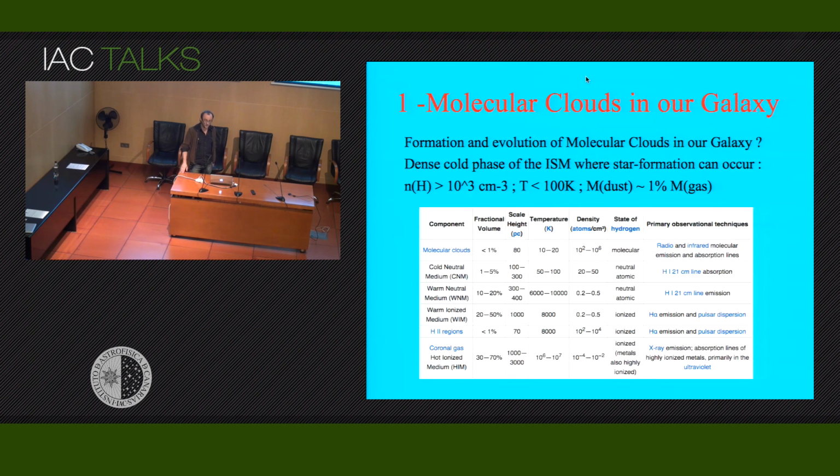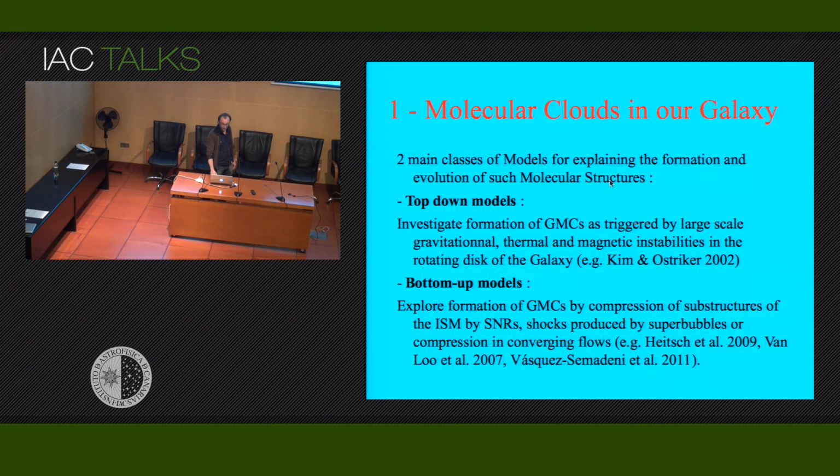So the focus of this talk is molecular clouds, which are, if we look at the dense ISM, these cold regions where densities are higher than 10^3 hydrogen particles per cubic centimeter, very low temperatures of about 100 Kelvin, and where the dust mass is about 1% of the gas. And the dust mass is a small quantity in terms of mass, but it's very important in terms of the information it can give us. I will show you.